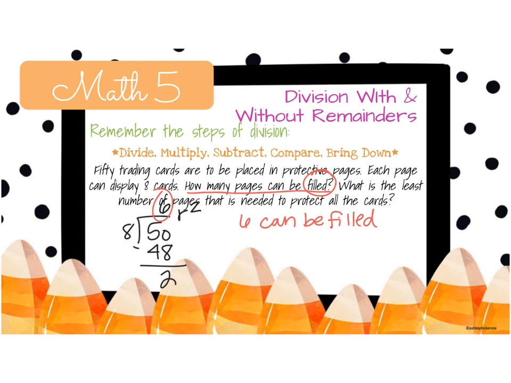And it says, what is the least number of pages that is needed to protect all of the cards? Yes, what would you answer? 6 and a fourth. But can I do a fourth? Okay, so I can't just take a fourth of a page. I'm not going to put a fourth of a page in a binder. I'd have to have a whole page, right? So then how many pages would I have to have?